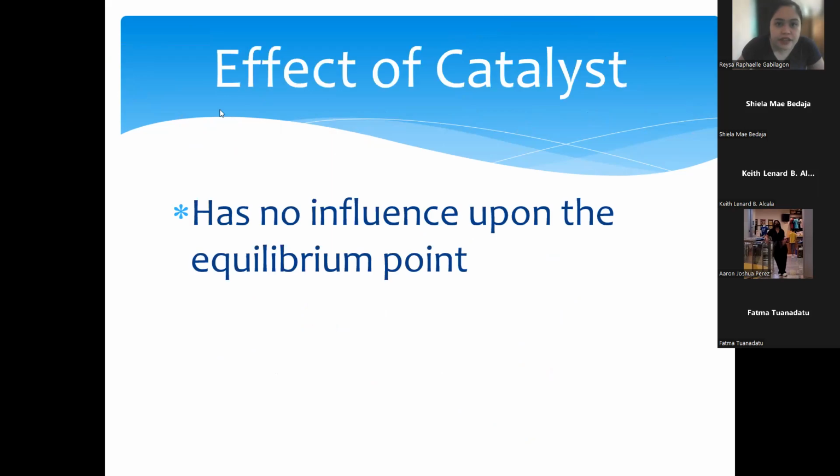Okay? So, how about the effect of catalyst? Ano nga ibig sabihin ng catalyst? Who can still remember the meaning of a catalyst? Is there any substance that speeds up or hastens the velocity or the rate of chemical reaction? Hindi yan siya mako-consume, hindi siya kasali sa reactant. Ilalagay mo lang talaga siya, idadagdag mo siya to speed up the rate of chemical reaction.